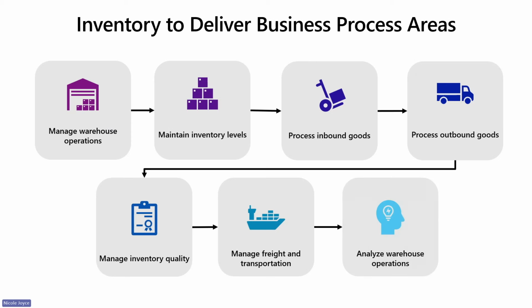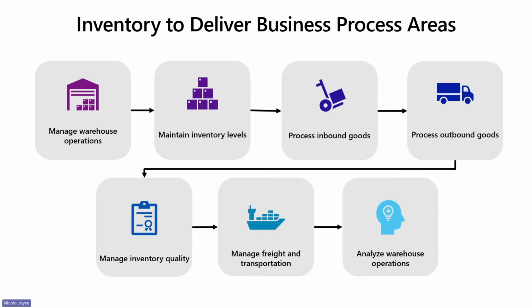And finally, we have analyze our warehouse operations. So this area involves reviewing our defined KPIs and various warehouse efficiency reports. So as I mentioned earlier, under each of these areas is a list of those level 3 business processes, which then all contain a series of those level 4 scenarios or patterns. And that's what we'll be getting into in just a moment with the use cases.